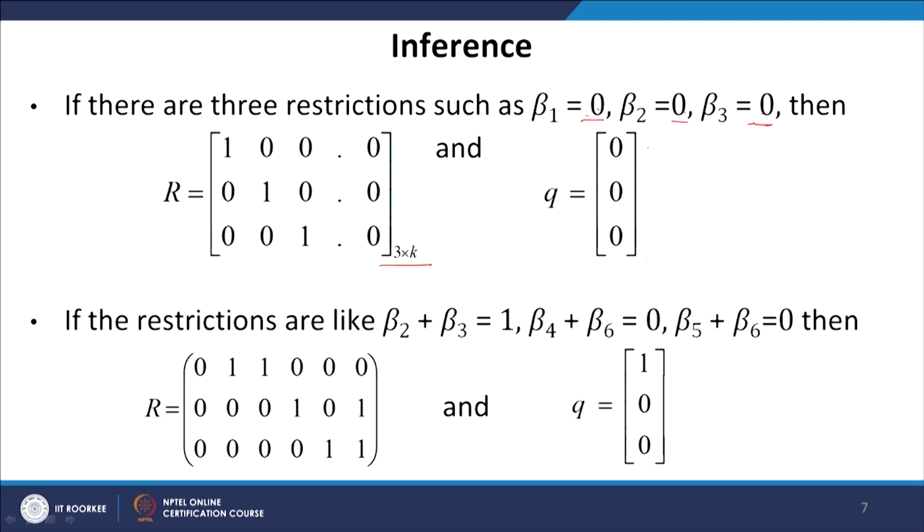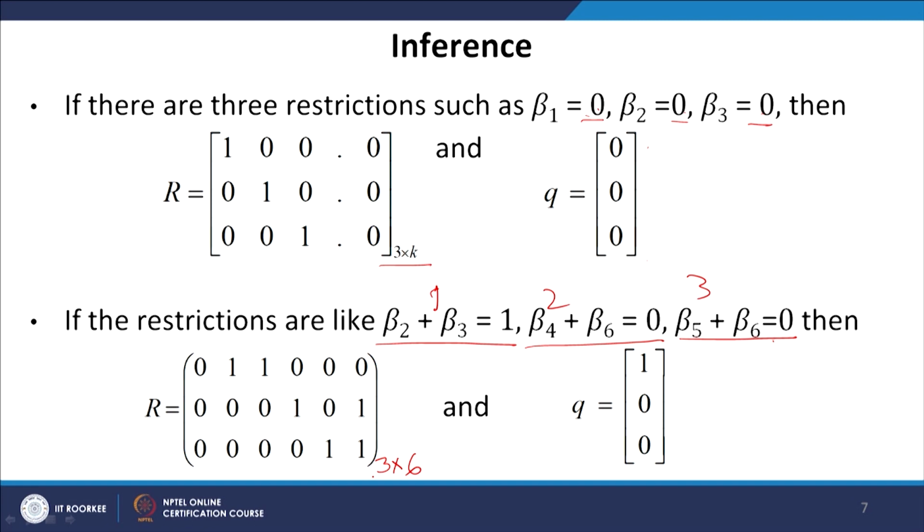If the restrictions are like beta 2 plus beta 3 equals 1, beta 4 plus beta 6 equals 0, and beta 5 plus beta 6 equals 0, then you can see that again there are 3 restrictions: 1, 2 and 3. So, R is a 3 by, and at the max we assume that there are only 6 parameters. So, this is an R by 6 matrix.